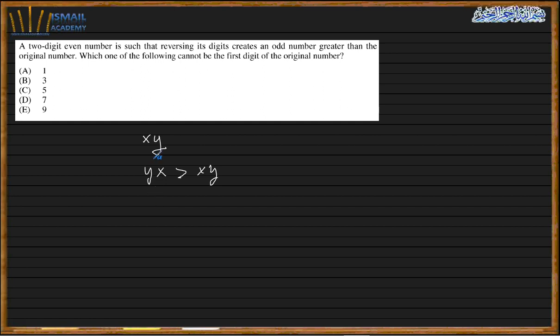Alright, so what is yx and what is xy? So this is the tens, this is the ones. So we know that, for example, 25 is 2 times 10 plus 5. So if this is my x, this is my y, this is going to be x times 10 plus y. So this is exactly how I'm going to try to find out which value cannot be in the first digit.